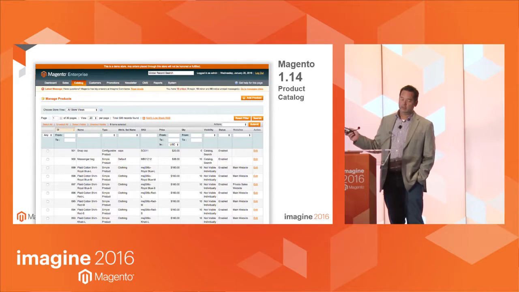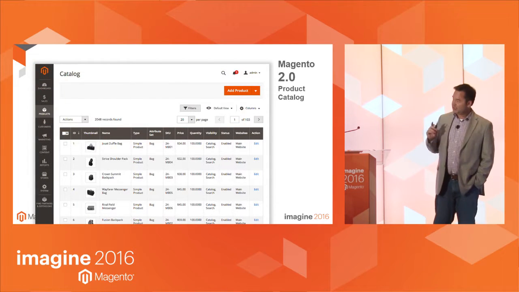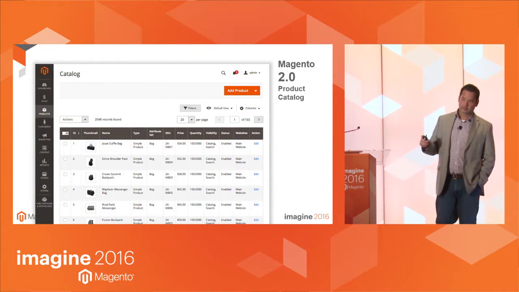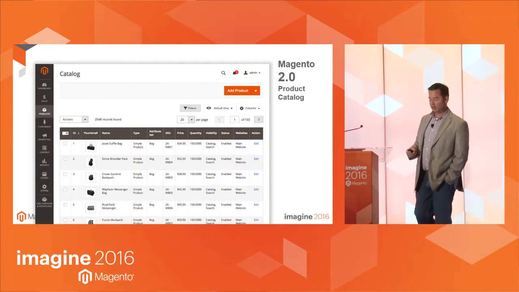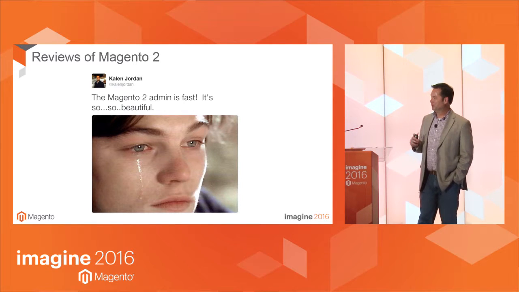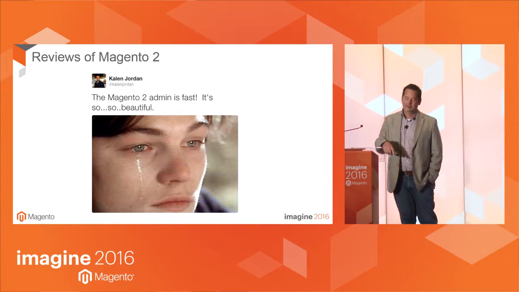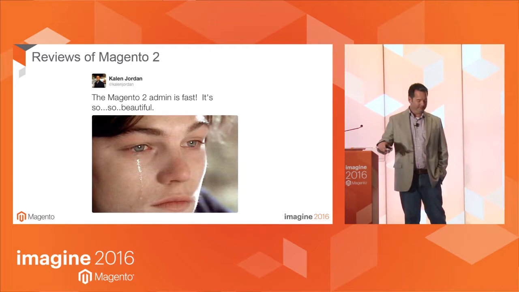This is the administration panel for Magento in 1.14. This is the exact same screen in Magento 2.0. You can see we modernized it. We made it easier to read, easier to scan, find your information, and make updates to the product. Now, as always, when the product launched, we were quick to get feedback online. This one's from Kalen Jordan, and he tweeted about how happy he is with the speed and the new styling. We're very flattered by this, so thank you, Kalen.